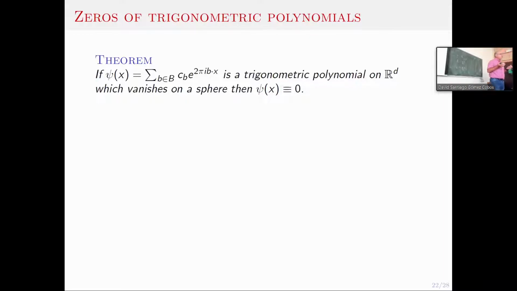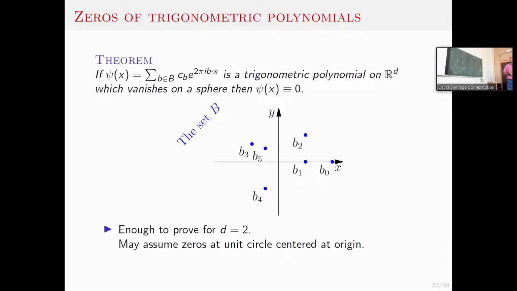You have a trigonometric polynomial. Why? I still really don't know why this happens, but it cannot contain any circles or spheres in its Fourier zeros. So this is the theorem. Take any trigonometric polynomial in any dimension, and if it vanishes on a sphere anywhere, then it must be zero. Let's see how it goes. This is also, by the way, joint work with a collaborator.